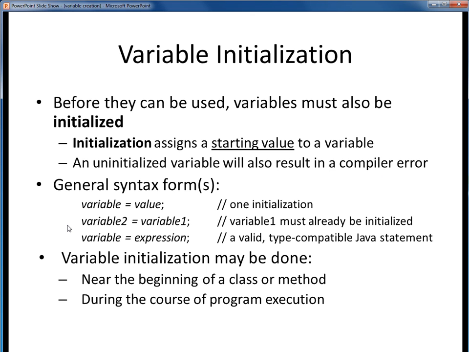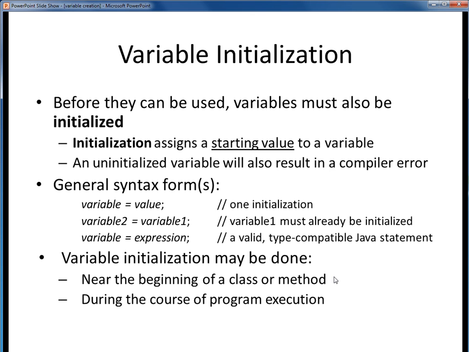Here are the general forms of the syntax for initializing a variable. Notice that none of these statements contain any data type. That's because the variable names on the left-hand side are already declared in some previous step. Notice that there are a couple different ways of initializing a variable. We can assign it some specific value, or we can assign it the value of some other existing variable, or we can use some other full-blown Java expression on the right-hand side. We'll see some examples of this shortly.